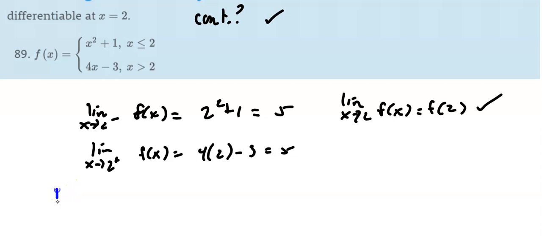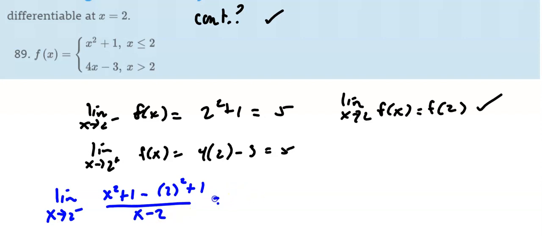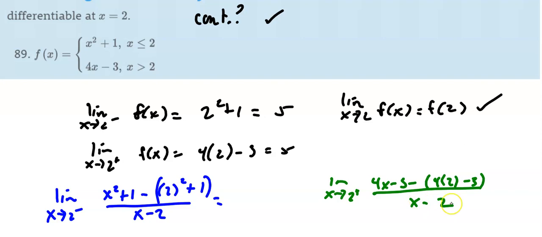Does the derivative exist on both sides? We'll do the limit as x approaches 2 from the left of the derivative formula: x squared plus 1 minus (2 squared plus 1), all divided by x minus 2. And then I'm also going to do the limit as x approaches 2 from the right of 4x minus 3 minus (4 times 2 minus 3). I should remember here that I do need parentheses. For the green, all divided by x minus 2. I'm going to solve each one of those.